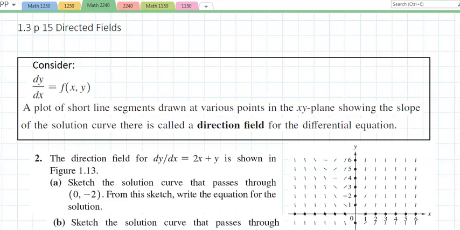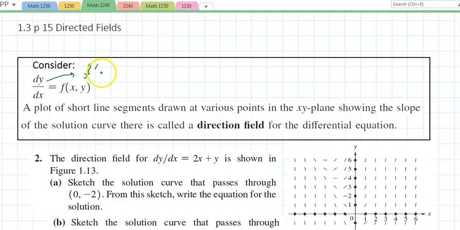Section 1.3 is on page 15, and it talks about directed fields. They're the same directed fields you called slope fields back in 1150. Consider dy/dx equals some function of x and y. So remember, this is a derivative.